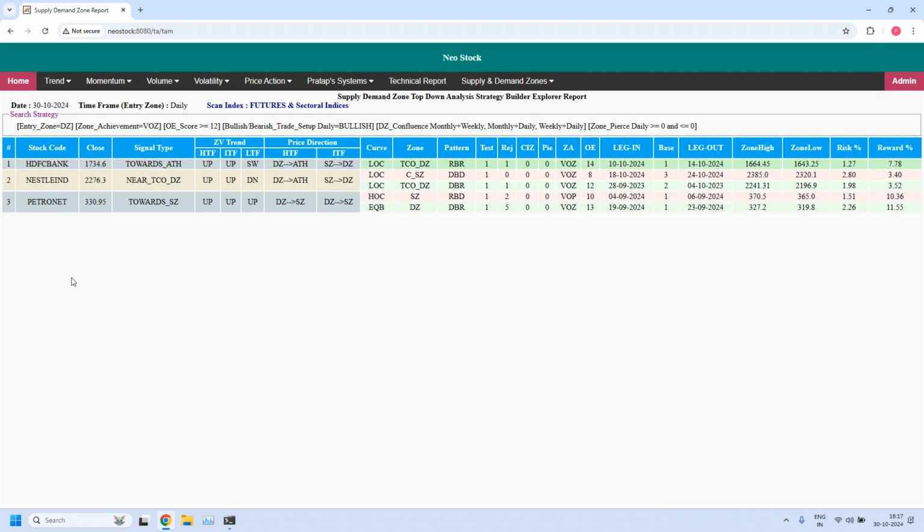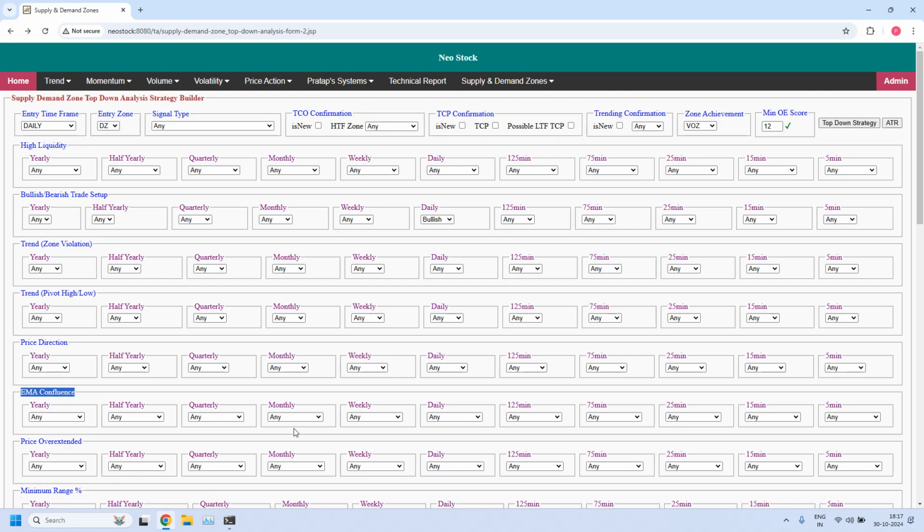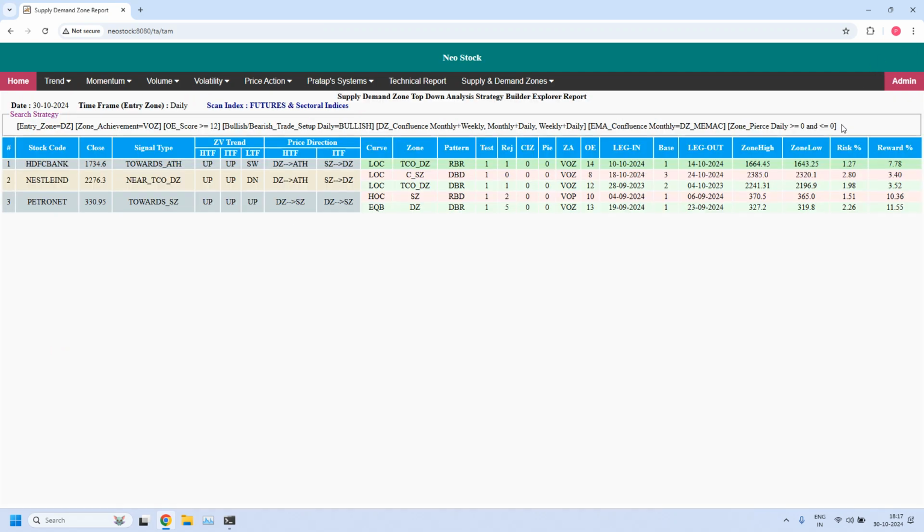Okay, now let's verify out of these 3, any of these zones are having even HTF EMA confluence, because the HTF trend is uptrend and daily and weekly together are part of the monthly zone. If monthly zone is having monthly EMA confluence, it's even more high priority. Let's verify in monthly time frame, monthly demand zone with monthly EMA confluence. All the 3 stocks are having. So they are more even high priority setup supported stocks.